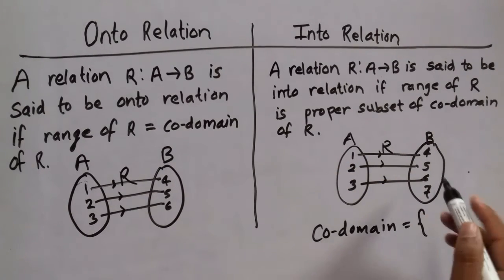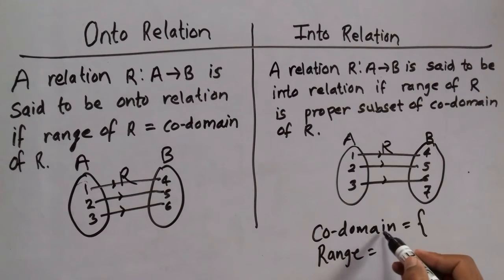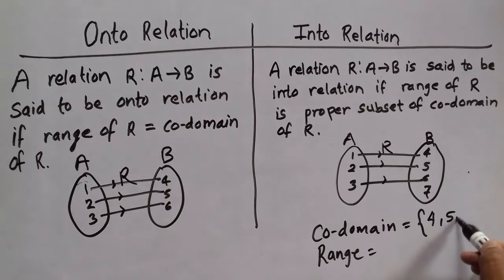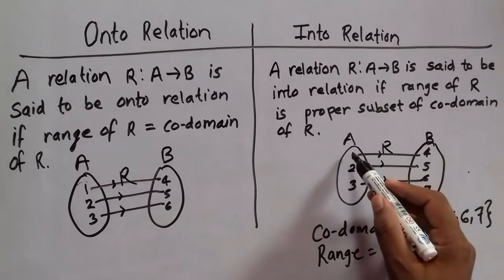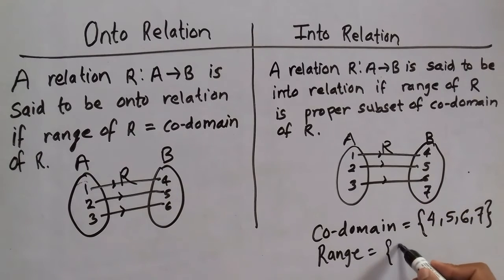At first we have to understand the meaning of codomain and range. Codomain means all the elements of the second set. For example, here the codomain is 4, 5, 6, 7, and range means the set of all the elements which are images of set A. For example, 4 is an image of set A, 5 is also an image, 6 is also an image, but 7 is not an image. So only 4, 5, 6 are the elements of the range.